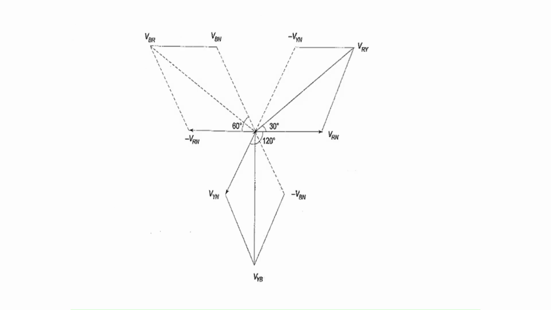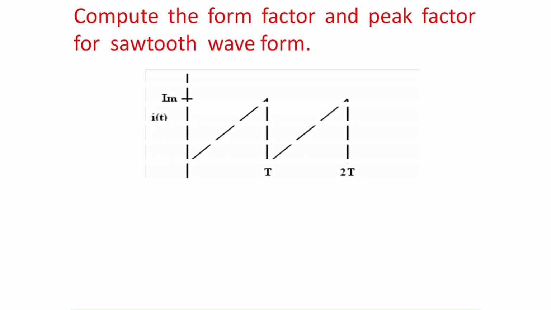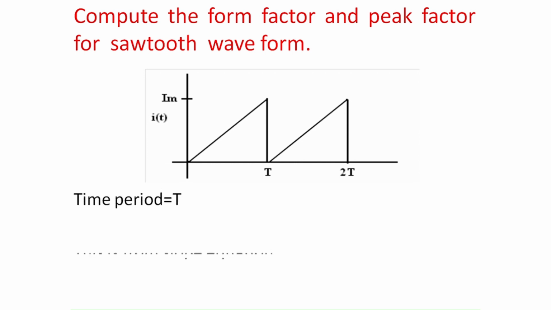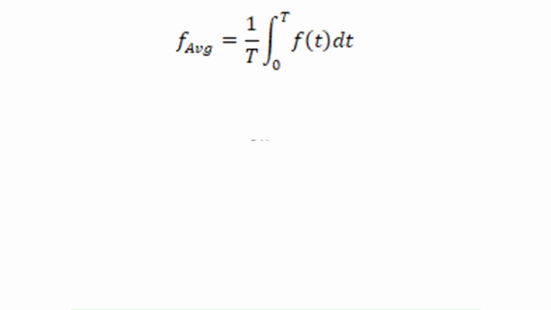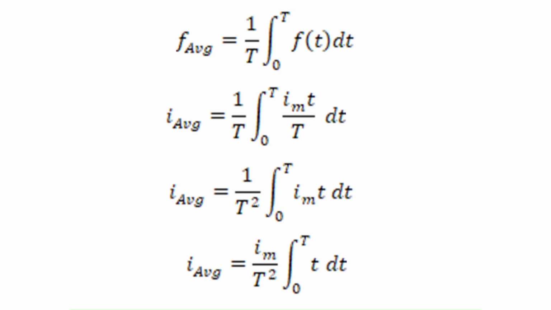For the given problem, the time taken to complete the cycle is T. Now, if you write the function i of t from the slope from 0,0 to T, Im, by using y equals mx, where m is the slope, we can find the value of i of t equals capital Im multiplied by small t by capital T. This is the function for the given waveform, varying with the time period from 0 to capital T. The average value f average equals 1 by T integral 0 to T f of t dt.